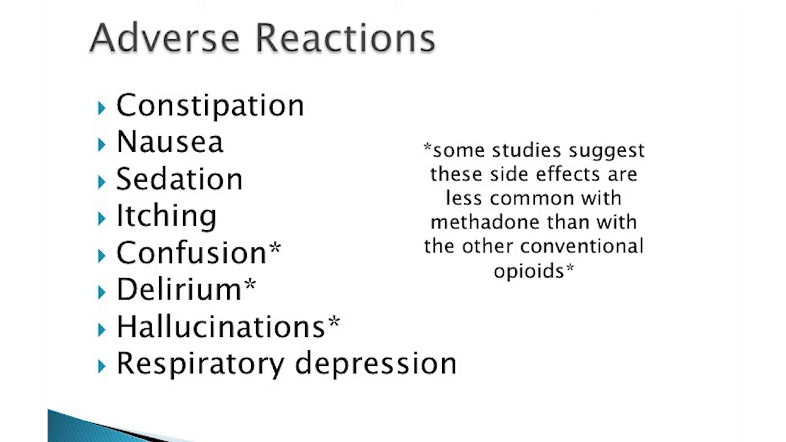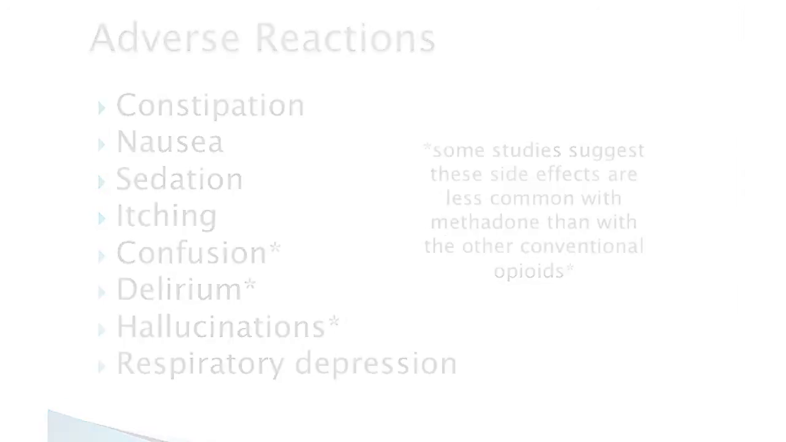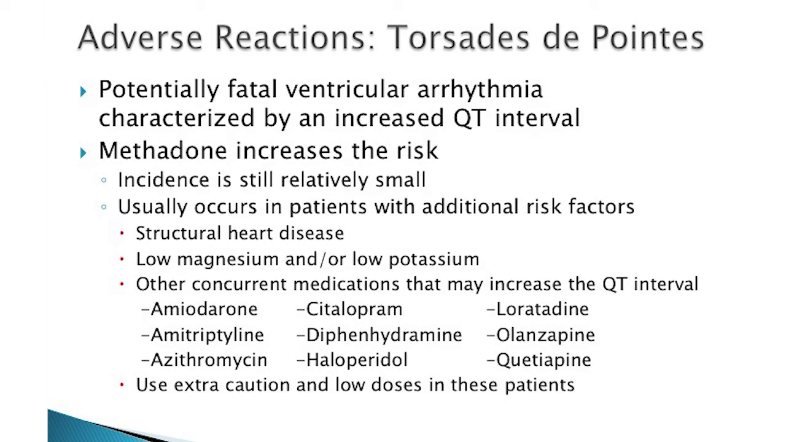There is sort of a unique adverse reaction that's possible with methadone. It is the development of Torsades de pointes, which is a potentially fatal ventricular arrhythmia characterized by an increased QT interval when you see it on the EKG. In methadone clinics, they suggest getting an EKG on a patient before starting methadone. I don't think that's particularly relevant in our practice, but it's an option out there if a patient is reluctant or doesn't want to take the additional risk.